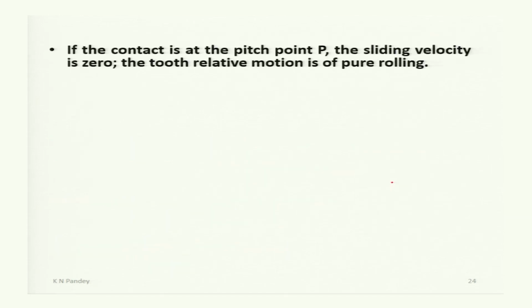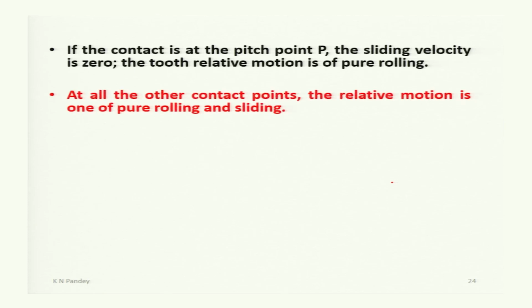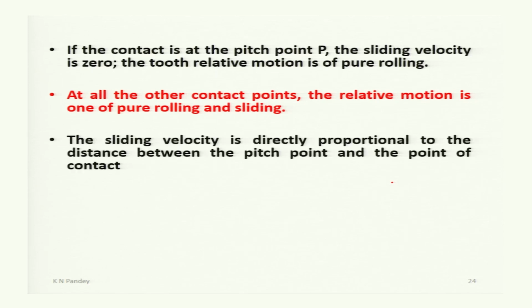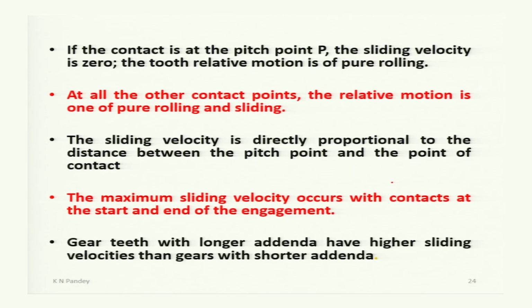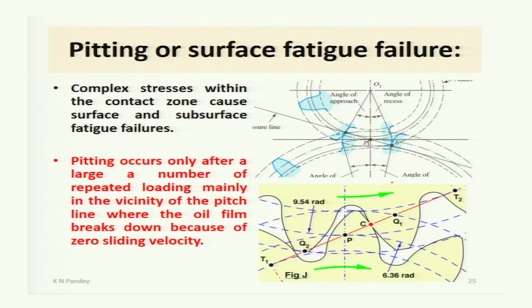Okay. So, if the contact is at the pitch point, the sliding velocity is 0, and the tooth relative motion is one of pure rolling. At all other contact points, the relative motion is one of rolling and sliding. The sliding velocity is directly proportional to the distance between the pitch point and the point of contact. The maximum sliding velocity occurs with contacts at the start and end of the engagement, because at that time the point of contact is farthest from the pitch point. Gear teeth with longer addenda have higher sliding velocities than gears with shorter addenda.